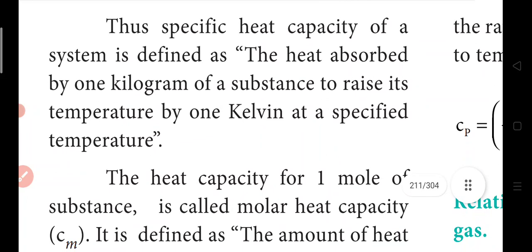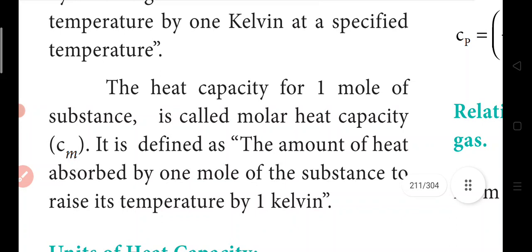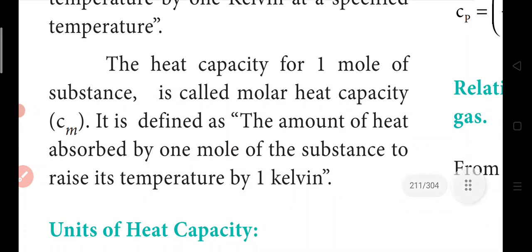So, what is heat capacity? C is heat capacity. It is the heat absorbed by 1 kilogram of a substance to raise its temperature by 1 Kelvin at a specified temperature. So, the heat capacity for 1 mole of a substance is called molar heat capacity.